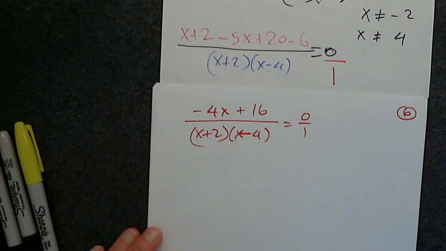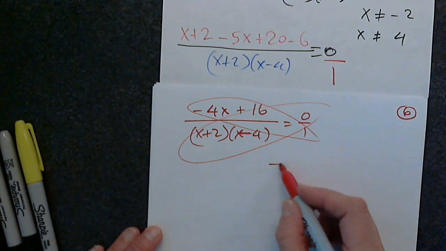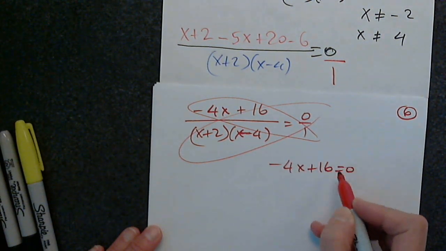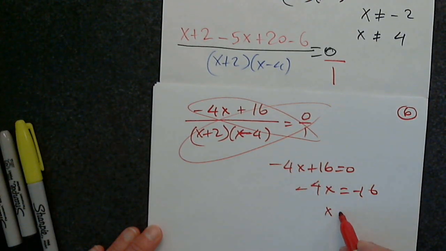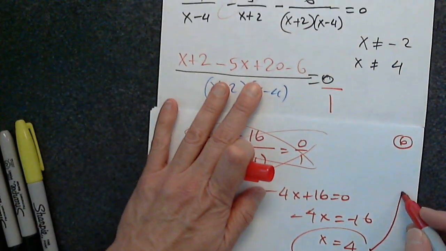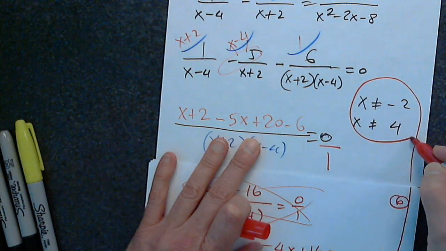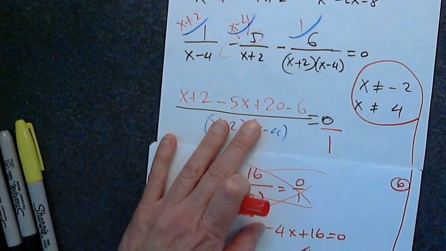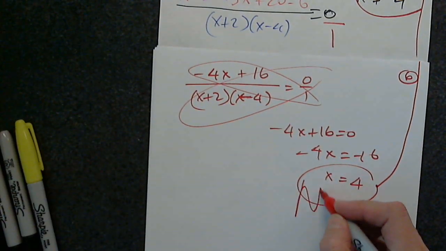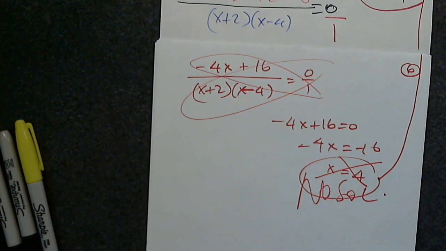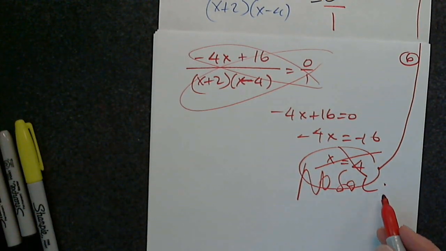Okay. And yes, I'm going to cross multiply, and I get the negative 4x plus 16 is 0. And negative 4x equals negative 16, or x equals... very good.